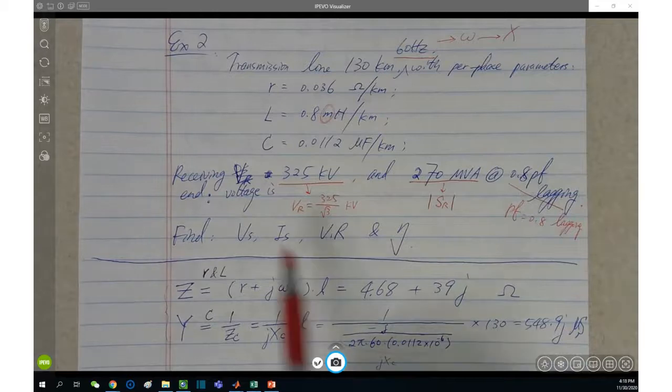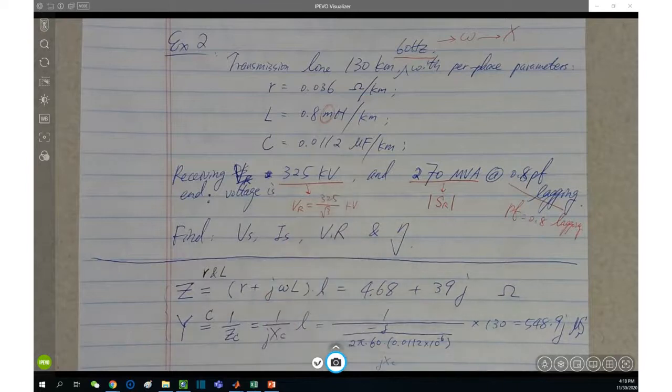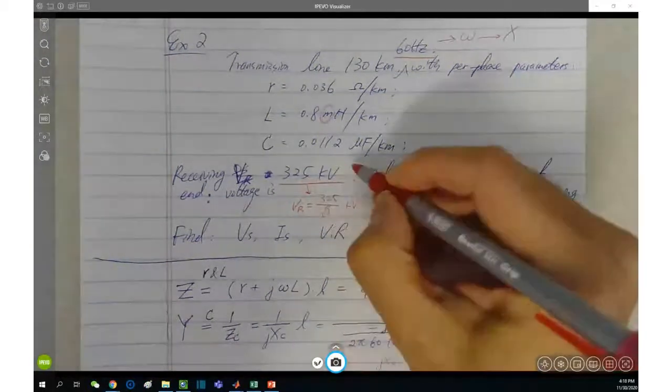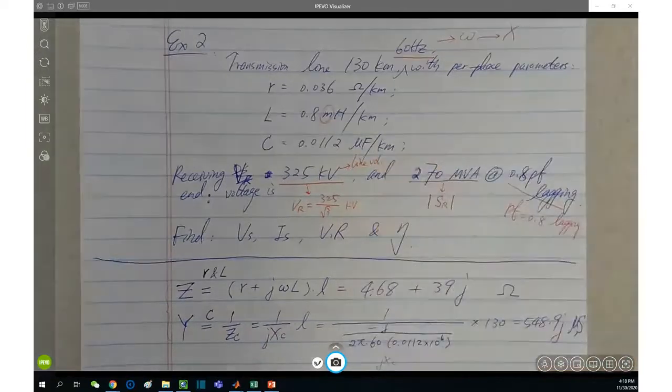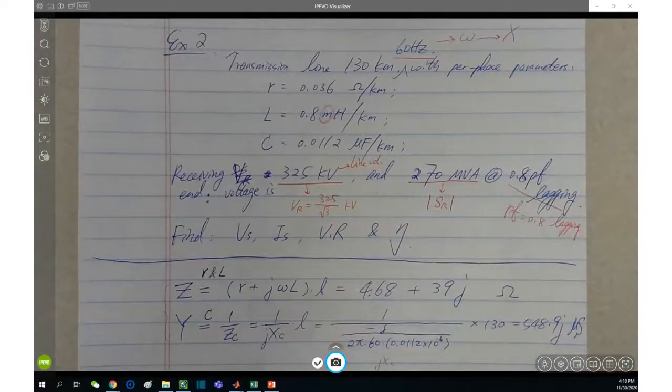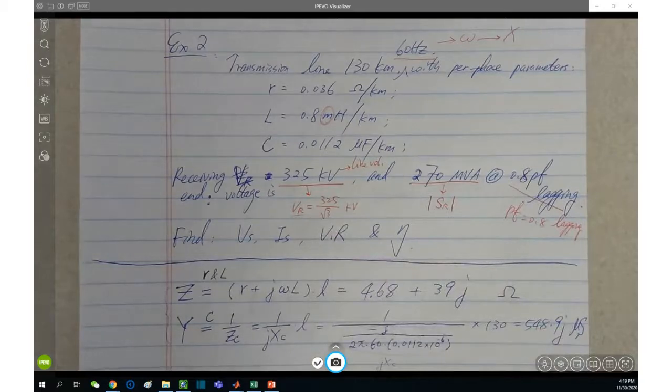And then it's telling you the receiving end voltage is 325 kilovolts. So first of all, you need to understand this is a given. The receiving end voltage is line voltage. Okay, this needs to be very careful. It's line voltage. And if the system is a Y-connected system, to find VR phase voltage, you need to divide by square root 3. The given voltage here is line voltage. What you need is phase.